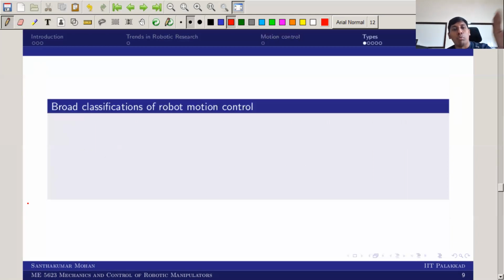So if that is the case, what one can see, or how one can classify robot motion control into several forms. One of the broad classifications is based on the trends.